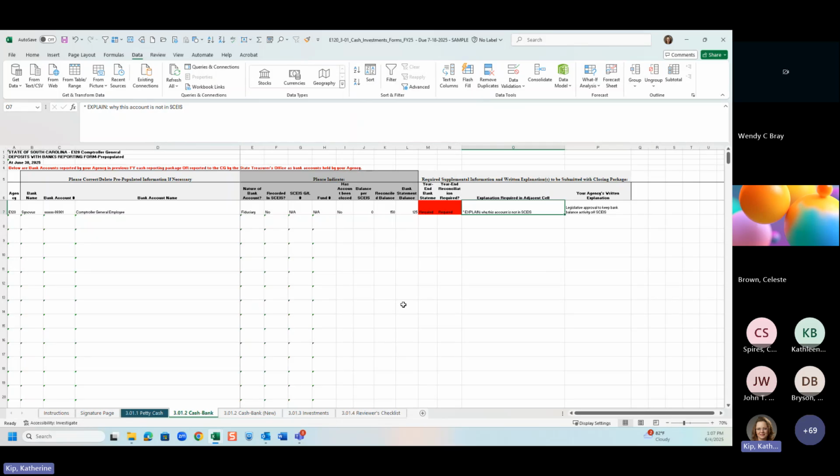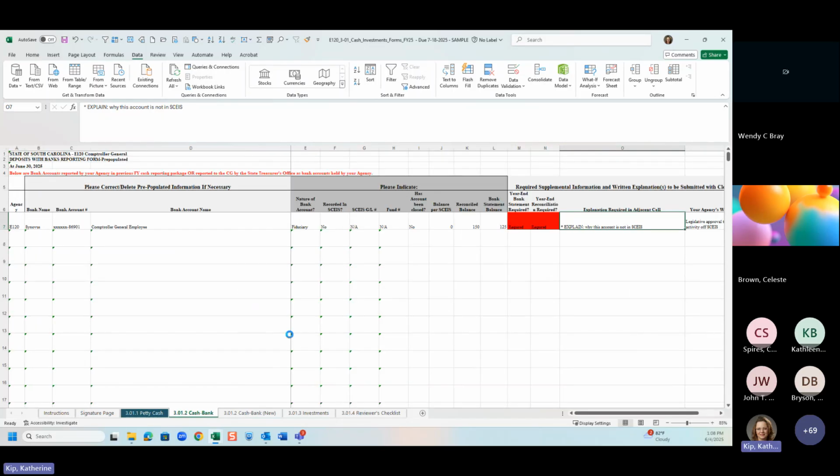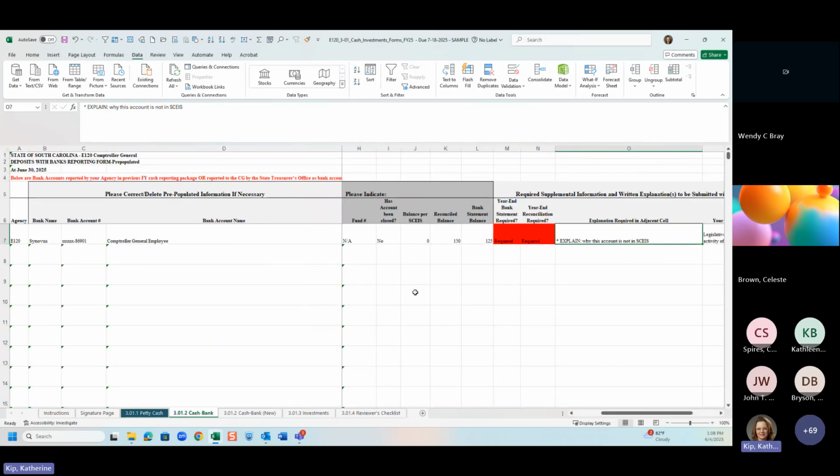This tab right here is all the cash that you have that has an actual bank statement attached to it. You could have petty cash that you are also depositing in a bank. That probably isn't quite what petty cash is. Petty cash, in theory, should be a box that's kept on your desk, but there are some agencies that deposit their petty cash in a bank statement. So you could have some items here that are also listed on petty cash.